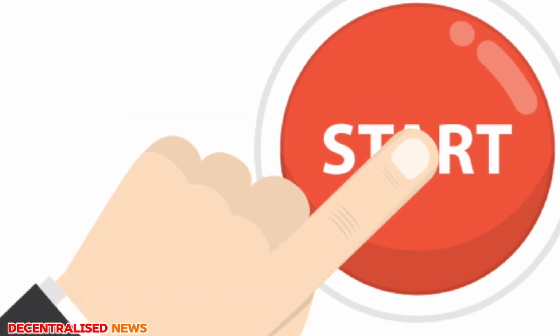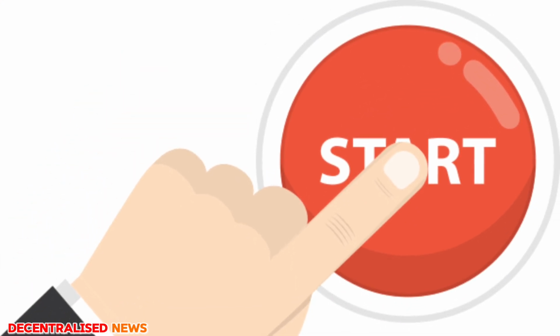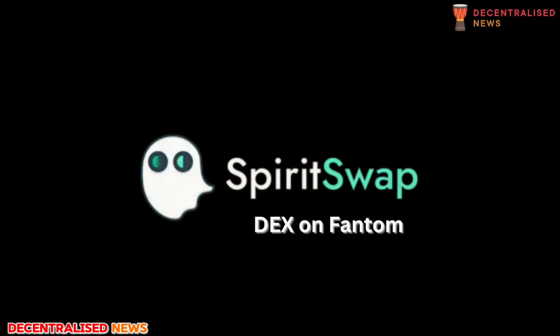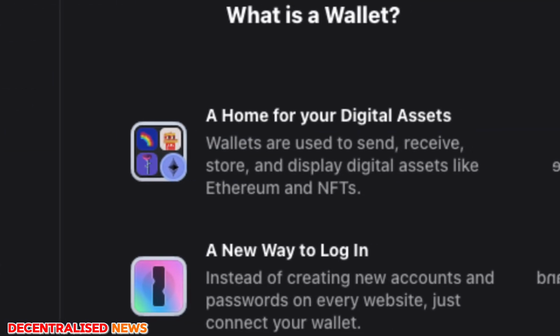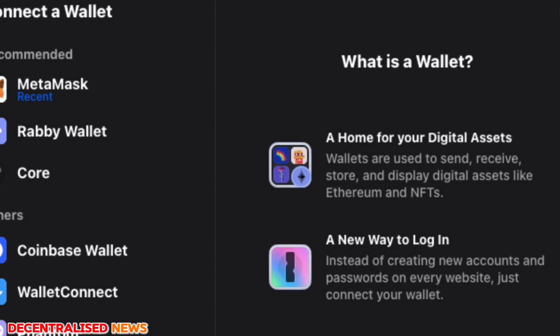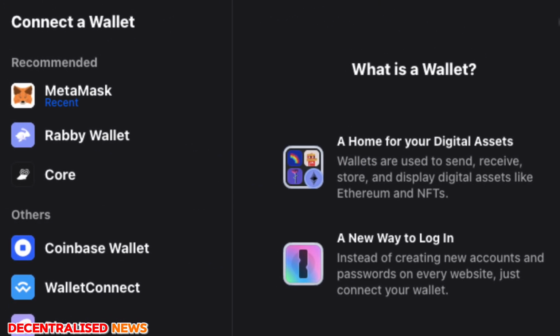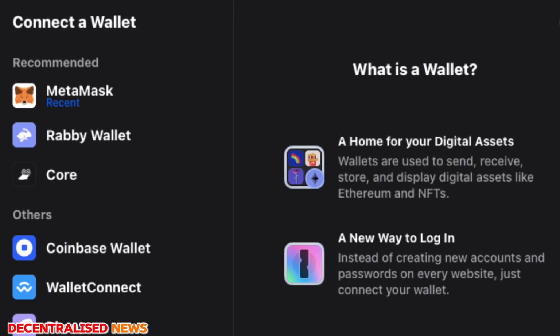So if you want to get started on swapping using SpiritSwap, make sure you follow through in this tutorial. There's also a link in the description to the full guide on our main site, but we can start by connecting our Web3 wallet. In this case, we'll be using MetaMask. It's always the easiest wallet to interact with Web3 dApps. Once you've connected, you can proceed to execute your swap.